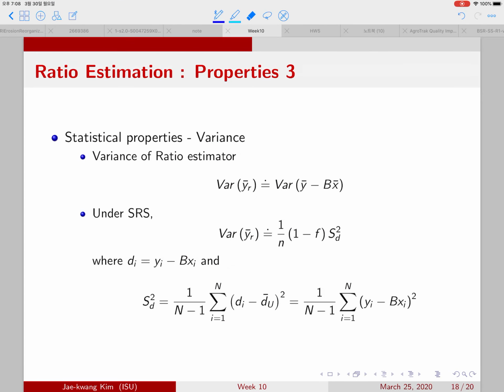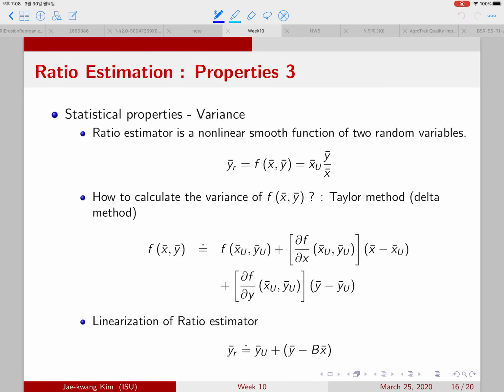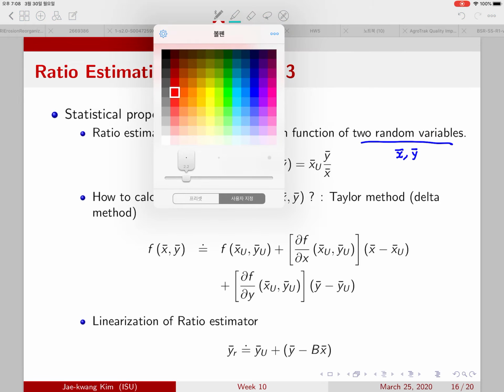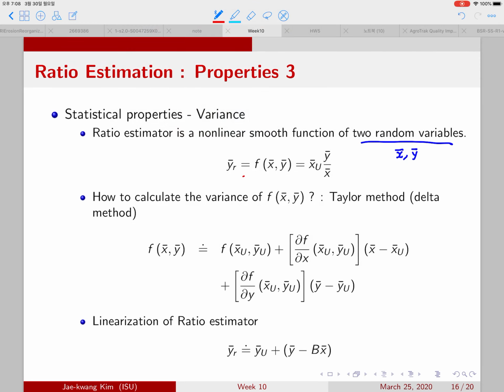Hi. So let's move on to the variance part. Sorry, I should have this one. Okay, this one. So the ratio estimator is a nonlinear smooth function of two random variables, and these two random variables are x bar and y bar. So that's why we write it as a function something like this. So these are two random variables, and this is fixed.